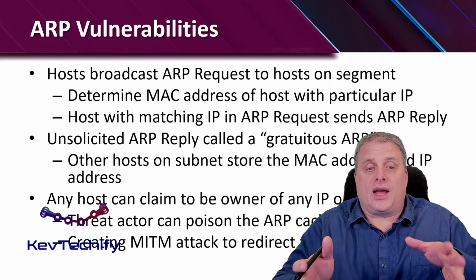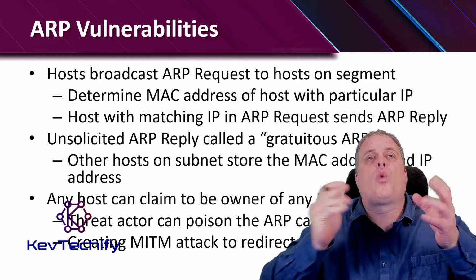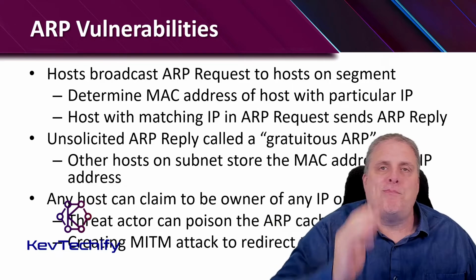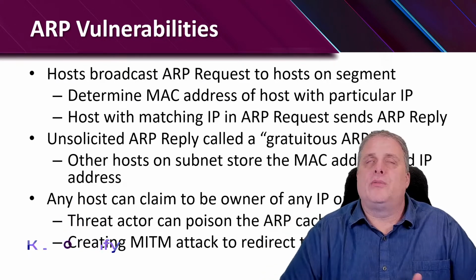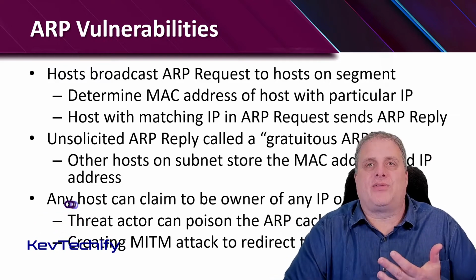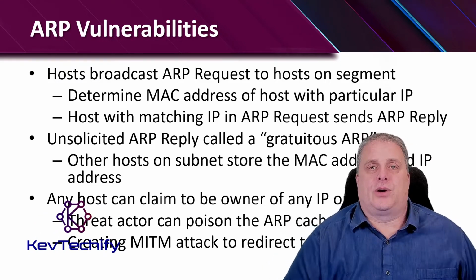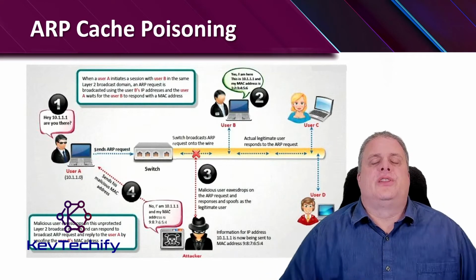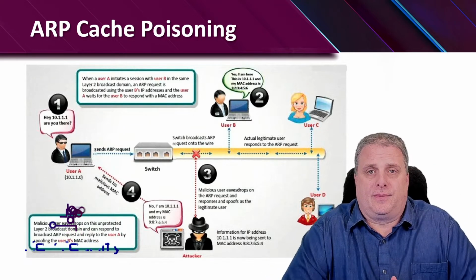So a threat actor can poison ARP caches. They can put wrong information in there. They can even do it in such a way that it creates a man-in-the-middle attack to redirect traffic. And when you do the man-in-the-middle attack, you can not only see traffic, because all the traffic is going through you, you can actually manipulate that traffic. How can a threat actor use this to their advantage? Well, they can do ARP cache poisoning.